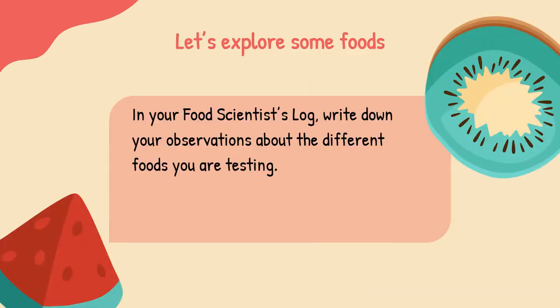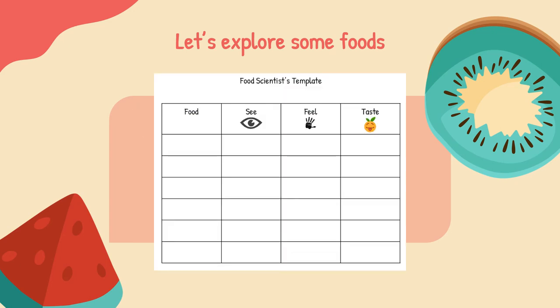So students have a pretty simple food scientist log, which I'm going to show you in a second, where they write down their observations about different foods that they're testing. Here's what it looks like. So which food did they test? What does it look like? How does it feel? And then how does it taste?